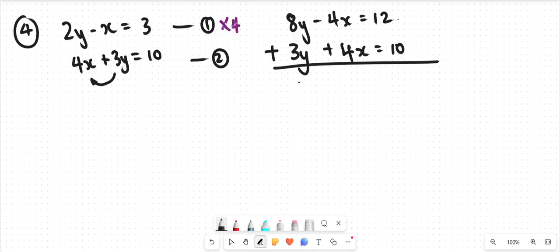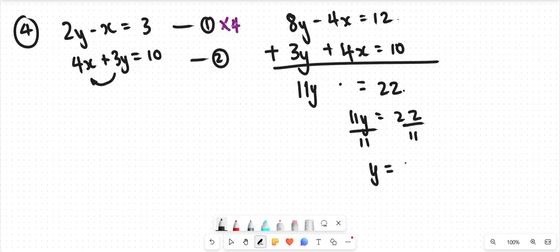8 plus that gives me 11y. 4 minus 4 plus a +4 would give me a 0, obviously. And then this plus that would give me a 22. And this just looks like that: 11y with the 22. Divide by 11, divide by 11. And so y is equal to a 2.